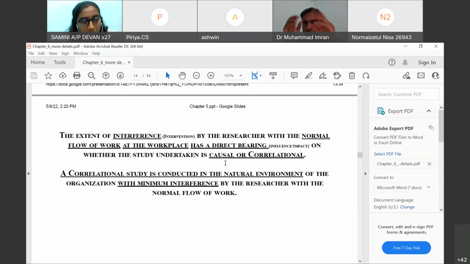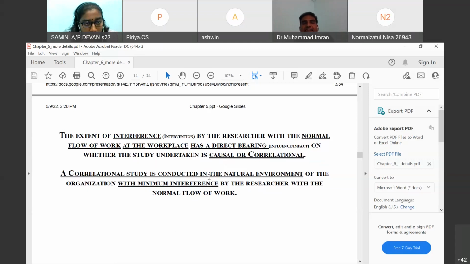in your research, or maybe how much your involvement in your research. Okay, your involvement. We are talking about your involvement, whether you are doing correlational research or causal research. Let's discuss one by one.